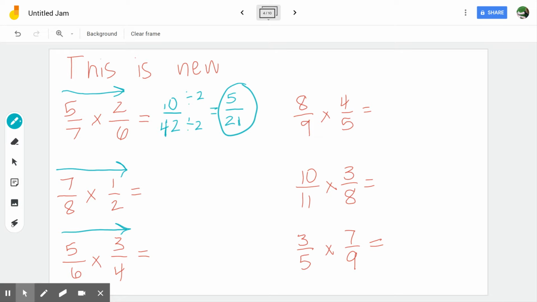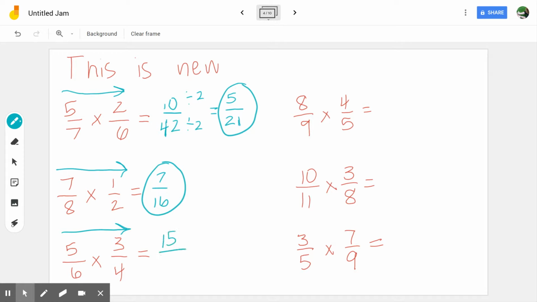All right, let's go on to the next one. 7 times 1 is 7. And 8 times 2 is 16. Now you can't divide both 7 and 16 by something, so that answer is in its simplest form. It is already reduced.